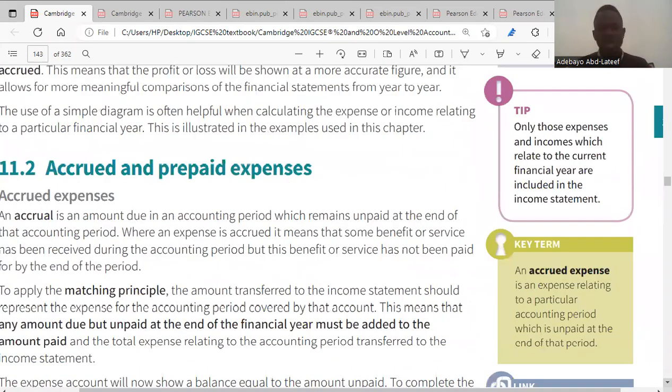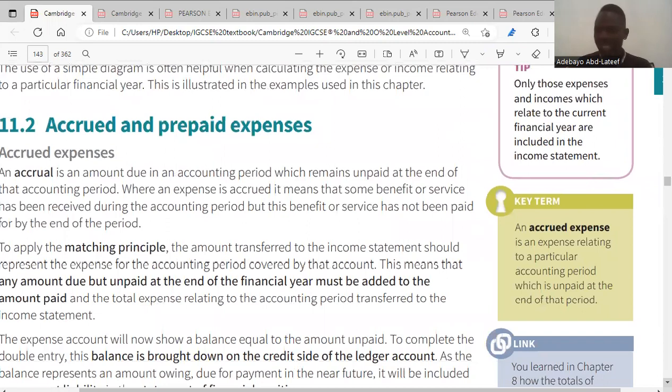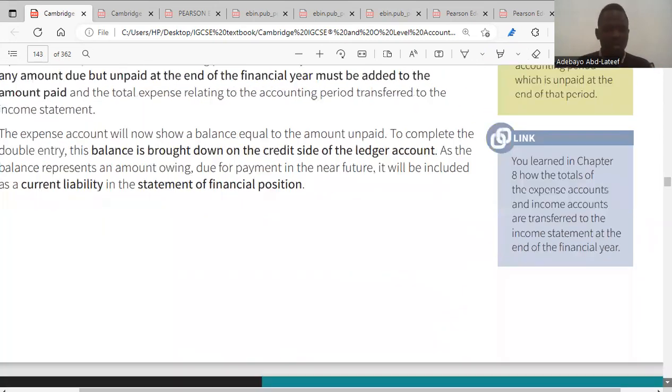When we talk about accrual, it means a certain amount that is due by the business. The business has used that service without making a payment. So that is what we call accrued expenses: expenses that have been incurred without making the payment for that accounting year. It is unpaid. So we'll quickly go to the question here.